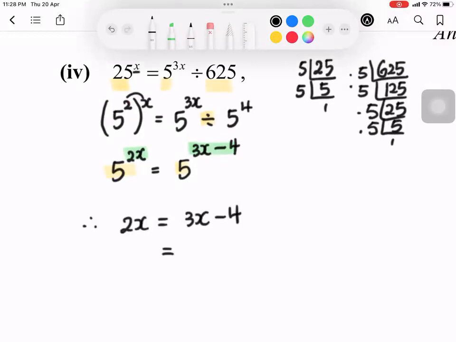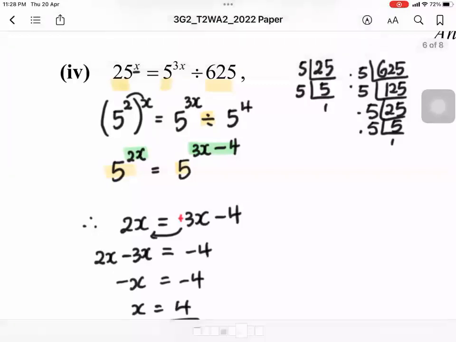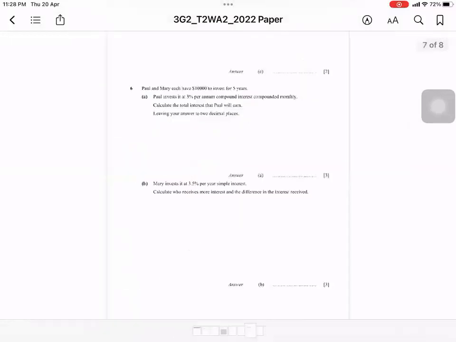Let us simplify this. So I'll bring this over. Right, this is plus 3x. I undo the process, I'll be minus 3x. So 2x minus 3x, and that gives you negative x equals to negative 4, x equals to 4. Have you gotten your answer? Okay, now let's move on to the next question.